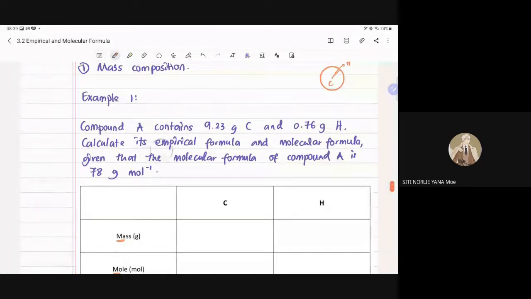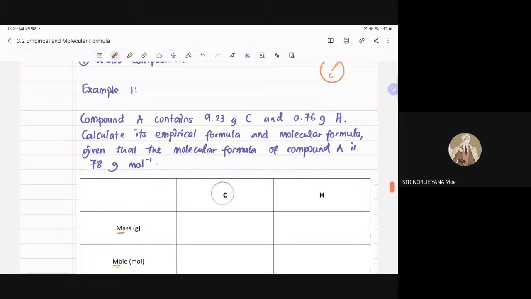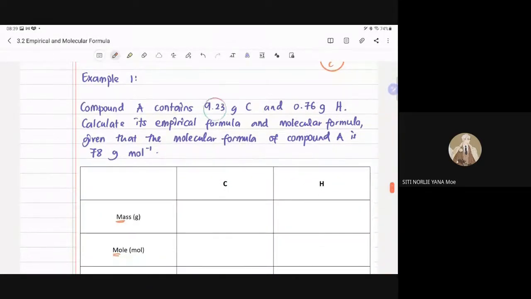Now, you want to calculate its empirical formula and molecular formula, given that the molar mass of compound A is 78 grams per mole. So first of all, we make the columns. In the columns here, we have carbon and hydrogen. You are given the mass, so we write the mass: 9.23 grams for carbon, whereas hydrogen is 0.76 grams.